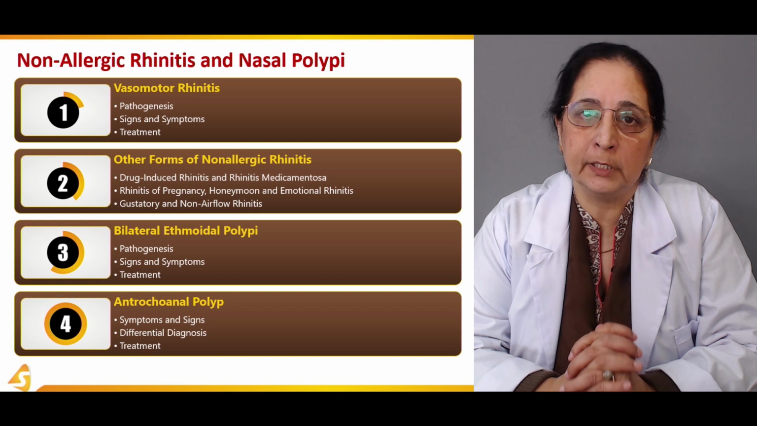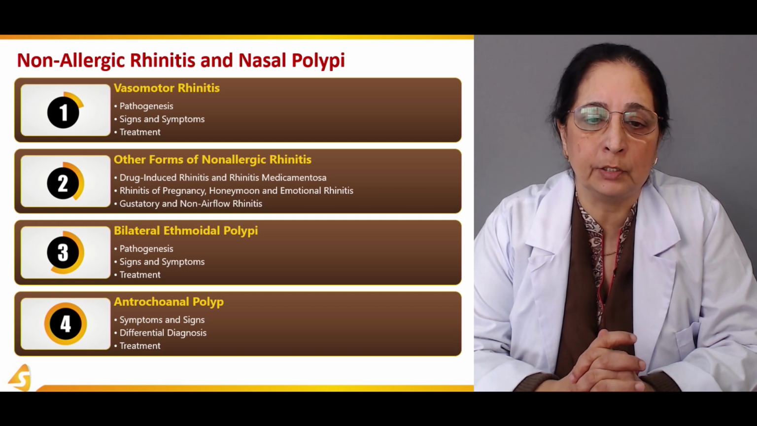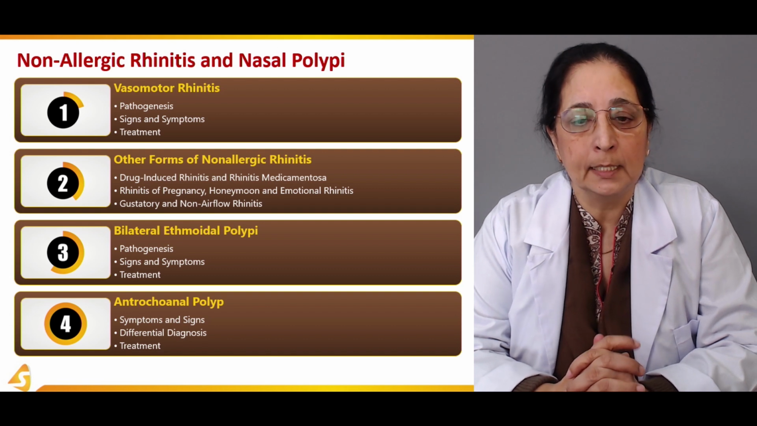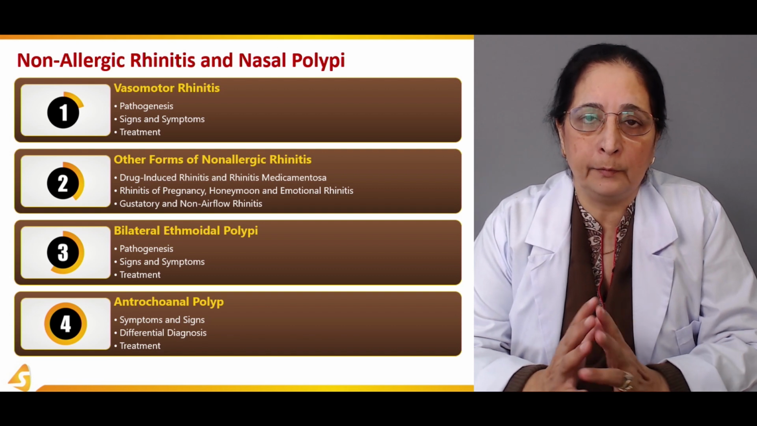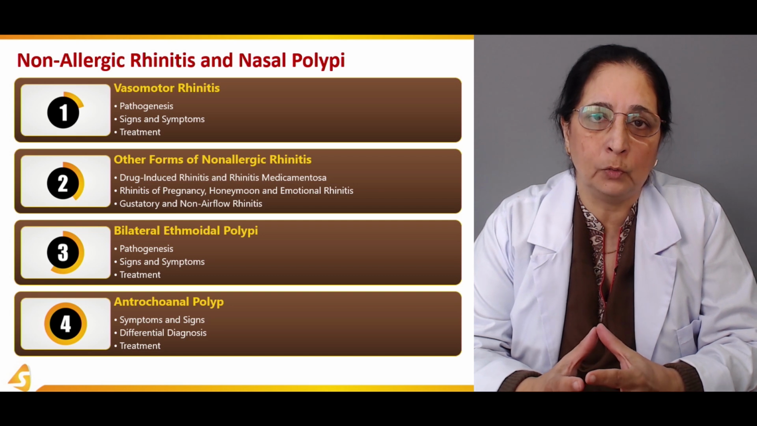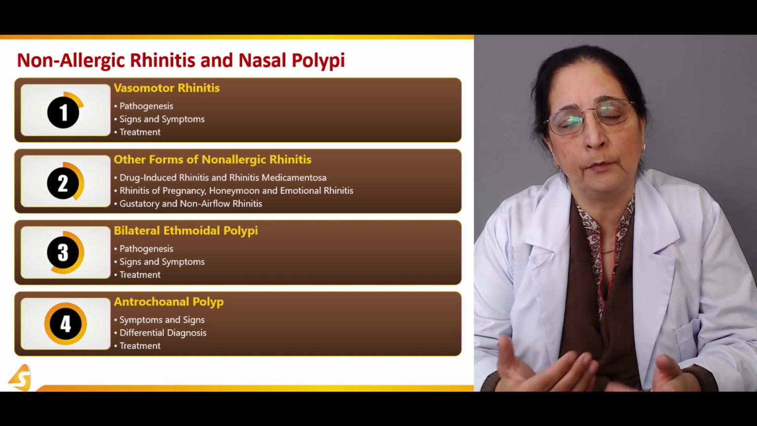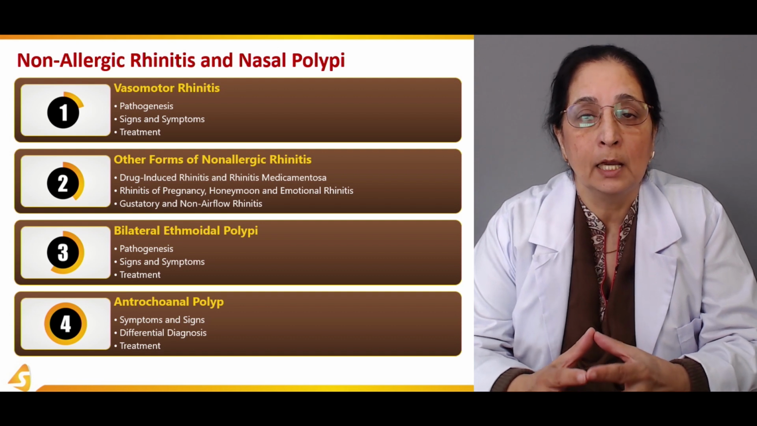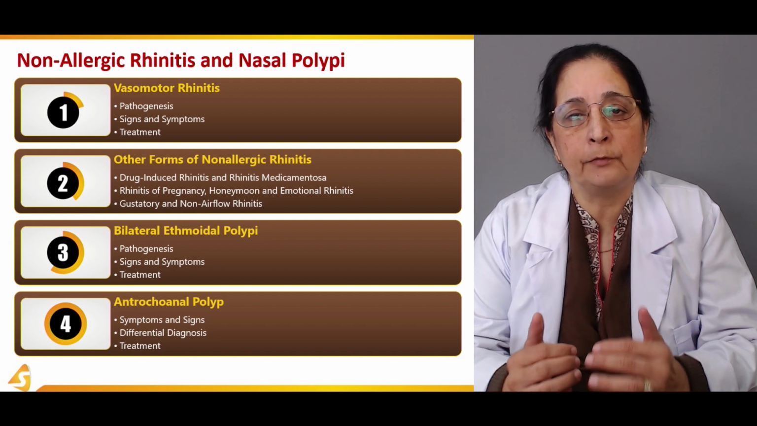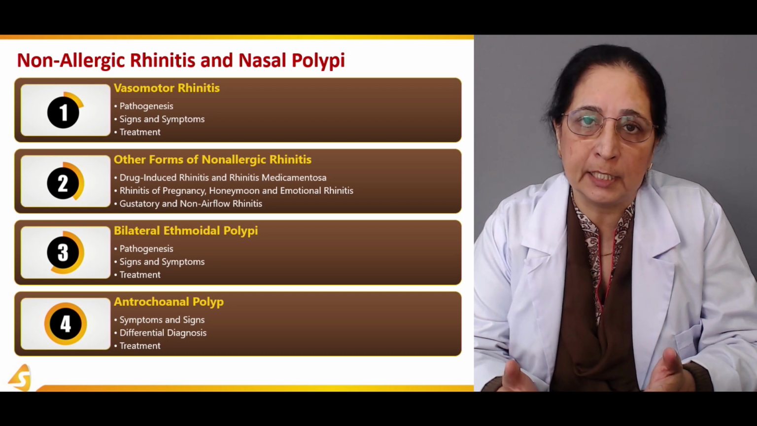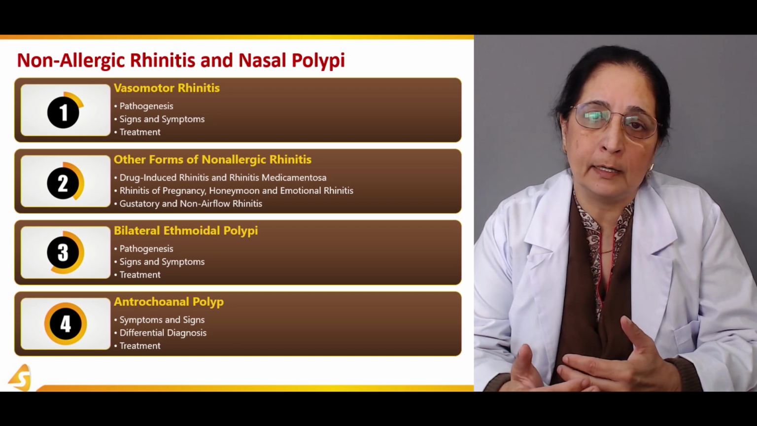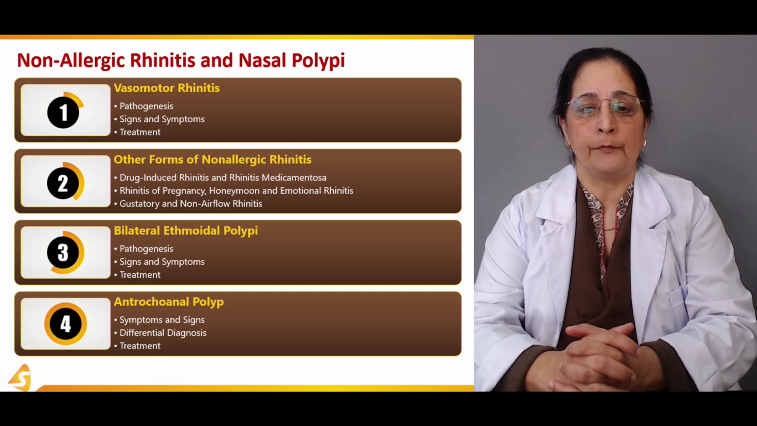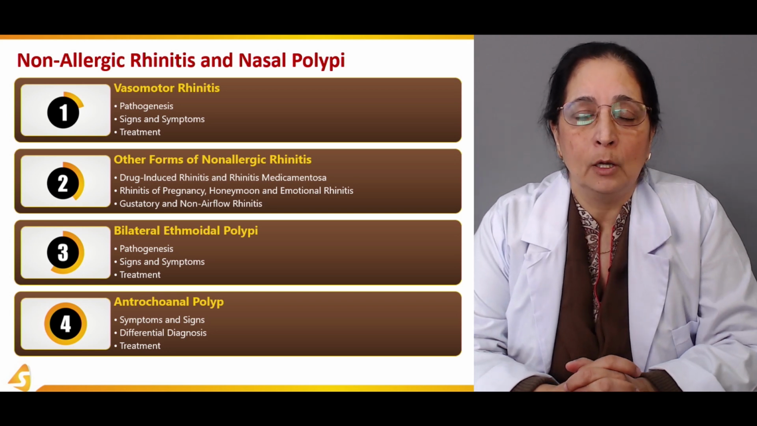Then in the fourth and final section of our lecture, we will discuss antrochoanal polyps and what is the location of antrochoanal polyps, how they form, how they present, what are the signs and symptoms, what are the different things from which they should be differentiated. That's covered under differential diagnosis, and what is the treatment of antrochoanal polyps.